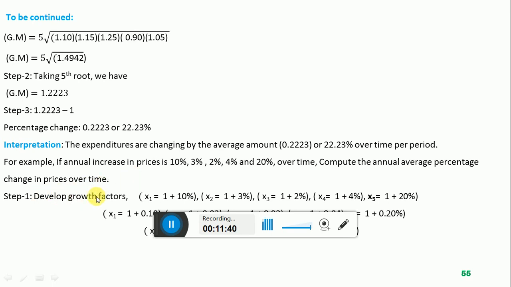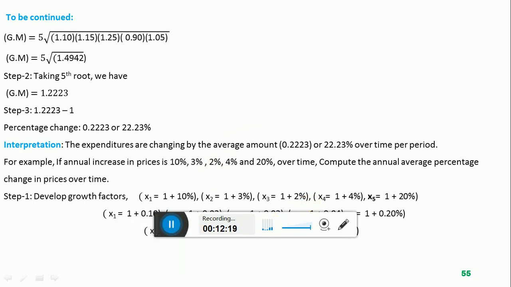So step 1, develop growth factors. X1, the first data item of the data set, is defined simply by adding 1 to the given percentage change in prices in the first year, 1 plus 10%. This is the first growth factor. X2, the second data item, is defined by adding 1 to the 3%: 1 plus 3%. This is the second growth factor. X3, the third data item, is defined by adding 1 to the 2%. So X3 is equal to 1 plus 2%.